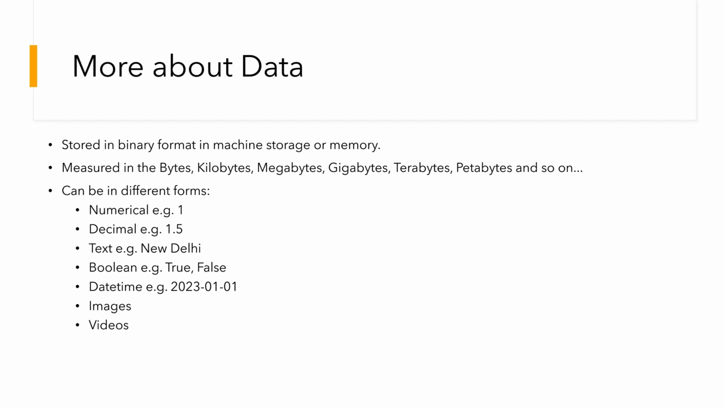Data can be present in different forms. It can be numerical, like integers: 0, 1, 2, 4, and so on. It can be decimals, any number which is a fraction or a decimal. Data can be text, for example, any alphanumeric characters such as New Delhi. Boolean, which can be either true or false. Date time, images, and videos.